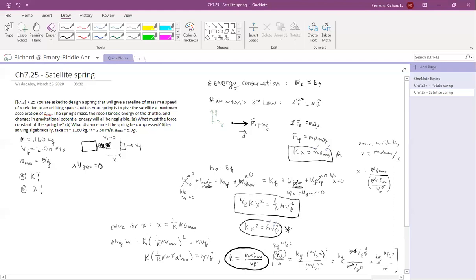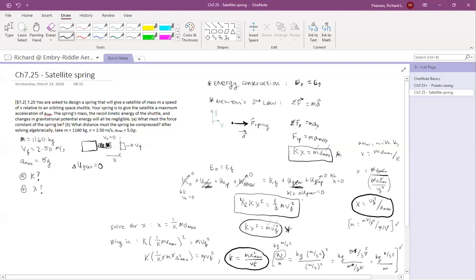cancel, one of the accelerations can cancel, and this v squared comes up on top, so that we end up with x is equal to v final squared divided by a max. That's our equation for x. Again, if we want to do a unit check, x is in meters. Velocity squared is meters squared per second squared, and acceleration is meters per second squared. One meter cancels, the second squared cancels, and we end up with a meter, so that's good. Okay, so those are our two equations for the x and the k.